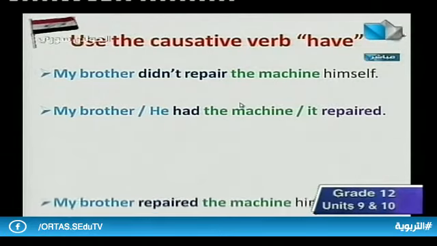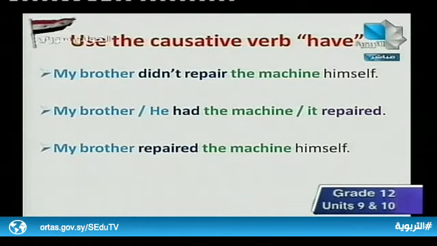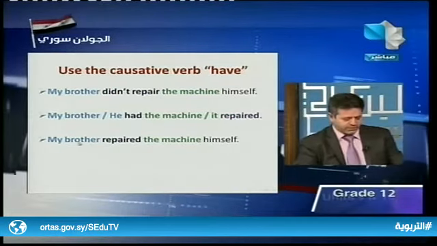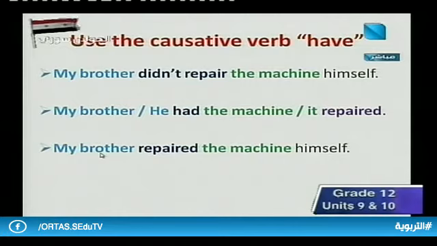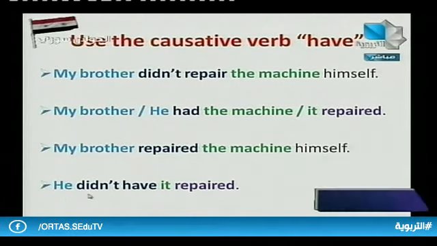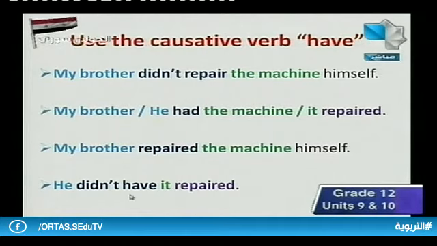Another example. My brother repaired the machine himself. Here the speaker is the opposite. My brother himself repaired the machine. So the causative would be negative, in the same tense: he did not have it repaired. When we say my brother repaired the machine, it means that he didn't ask someone else to do the action for him. He is the doer. So when we want to use the causative, we need to use the negative form, not the positive form. Didn't have is the negative form of have in the simple past. Didn't have it repaired.